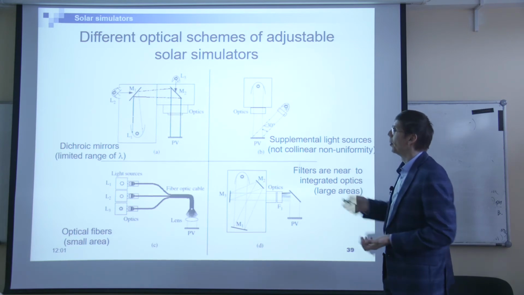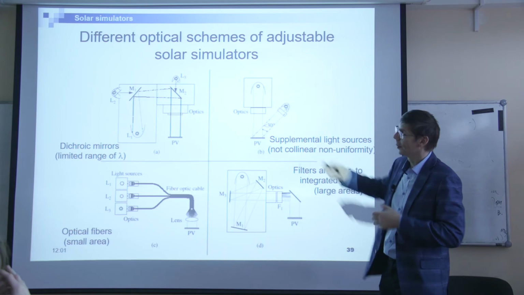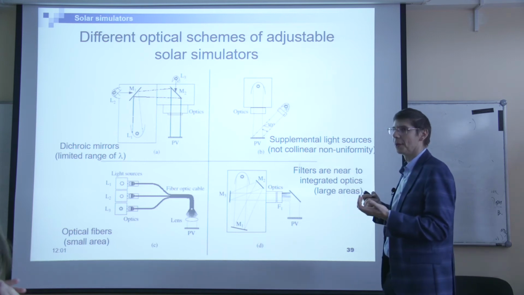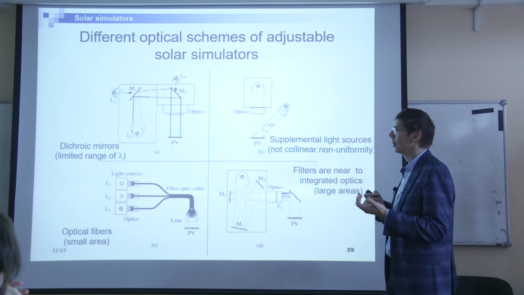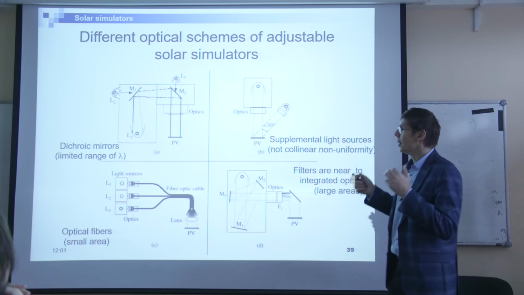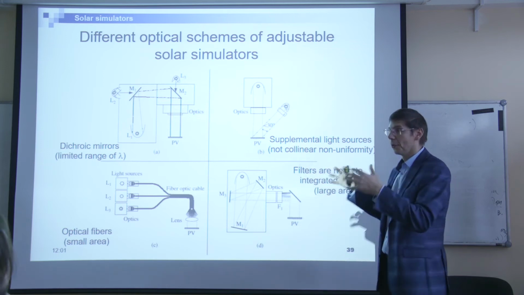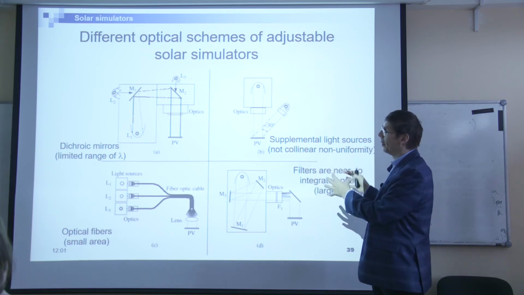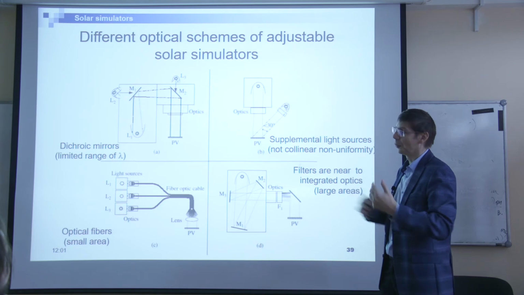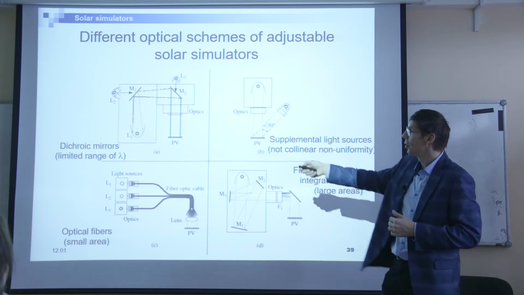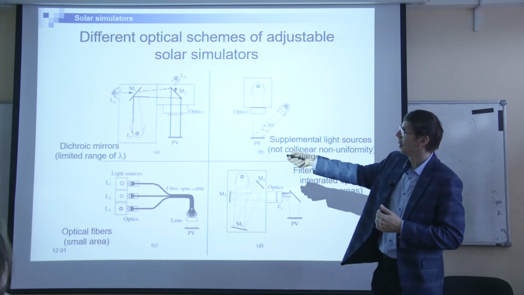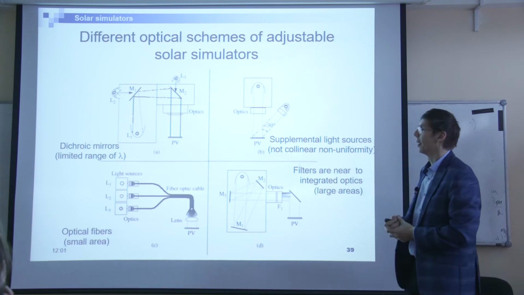So there could be some solution using a dichroic mirror. Do you know what dichroic means? It means that it's, for example, transparent for some range of the wavelength, and not transparent for another range. So for some range it could reflect, and for another range it could pass the light.